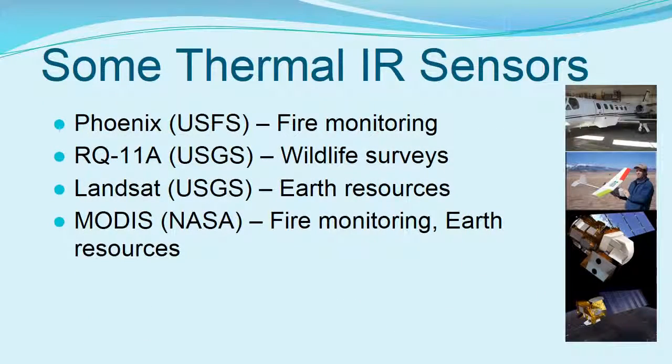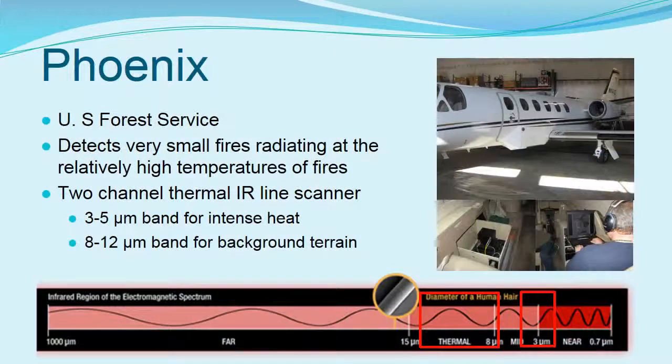We'll now look at a few thermal infrared sensors and how they have been applied. To detect very small fires radiating at relatively high temperatures, the U.S. Forest Service uses the Phoenix sensor, which detects energy in the 3 to 5 micrometer band. It can detect a heat source smaller than a basketball and only 100 degrees Fahrenheit above the background temperatures from 10,000 feet altitude.